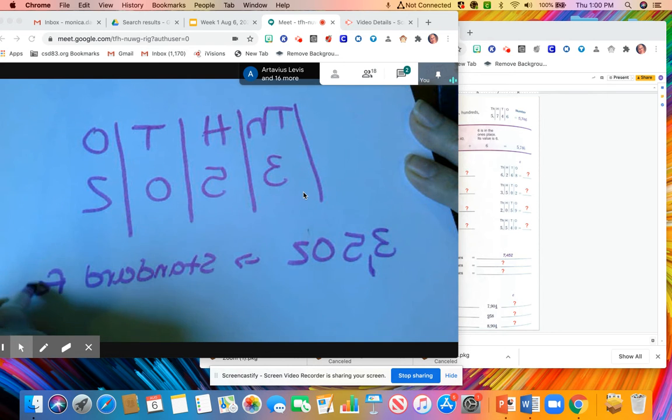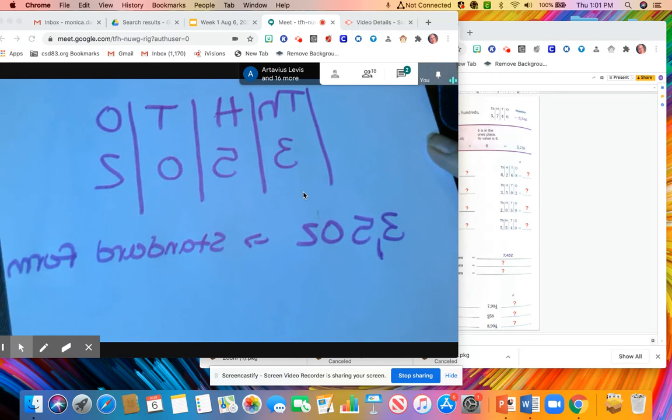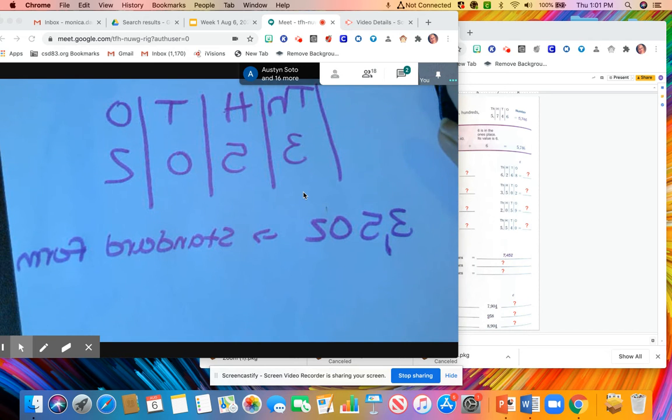Okay, I can't see your faces, but do you guys want to shout out if you have any questions on how to do standard form? Standard just means the normal number way. Are there any questions? No. No? Okay. I'm gonna go to sleep.